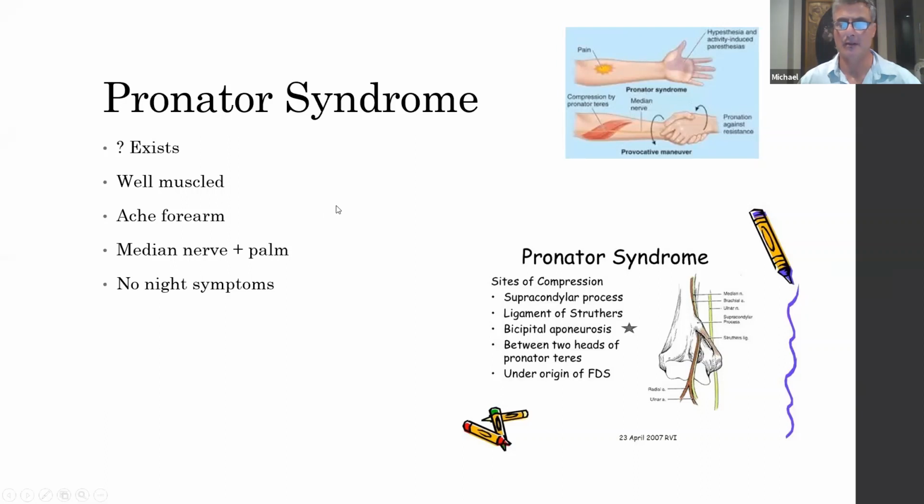It's a fairly big dissection. You have to come in anterior, find the median nerve, release the bicipital aponeurosis, the lacertus, and then go down and release the superficial head of pronator. Then go down and release the origin of FDS. That's probably the most important.